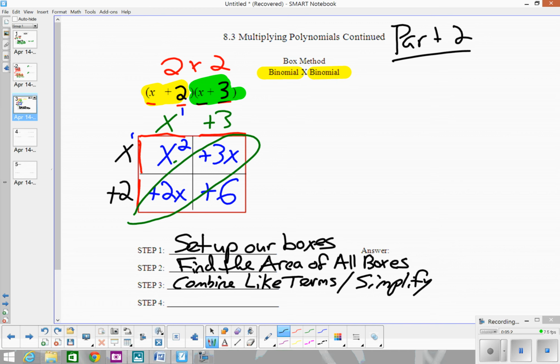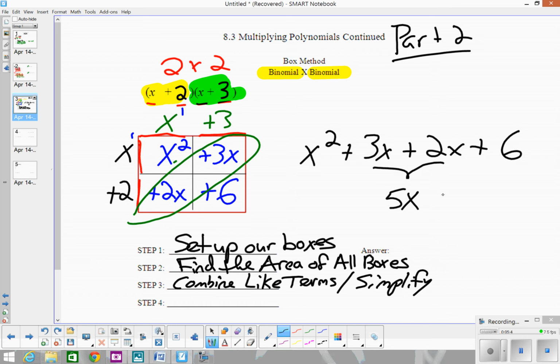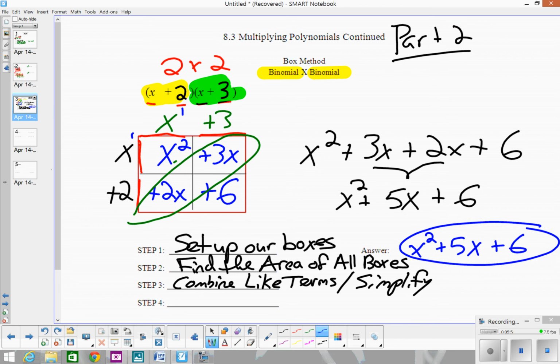Okay, good. So right now, I'm going to rewrite this. You don't have to, but I'm just going to rewrite this from left to right. So it's going to be x squared plus 3x plus 2x plus 6. Now, like I said, these two are going to be like terms, and 3x plus 2x is 5x. Bring down what we didn't use. And there you go. That is our answer. So our answer, I'm going to write down here in blue, is x squared plus 5x plus 6. And let's circle that.